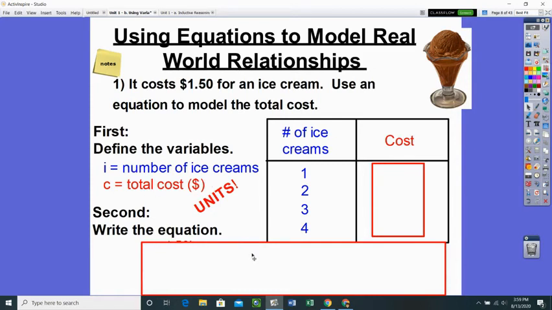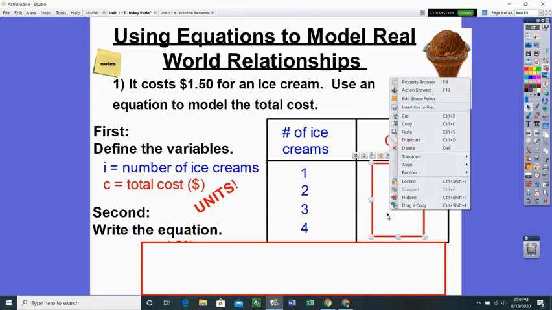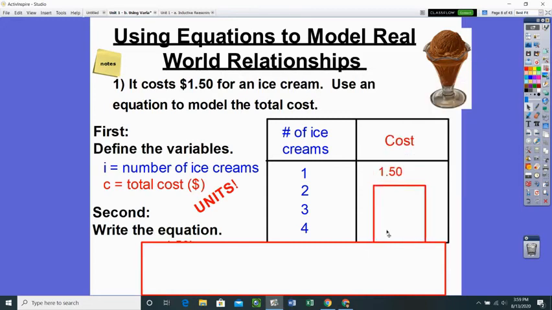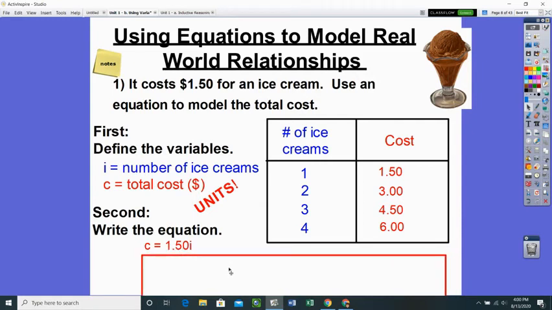Now, when you go to write your equation, you will use the I and the C. You will not put the dollar sign in your equation. So one ice cream would be $1.50. Two ice creams would be 2 times $1.50, right? 3 and 4. And that's sort of the table that we're representing. So what would the rule be? Well, your total cost would equal the number of ice creams times $1.50. Very simple equation, right? There it is.